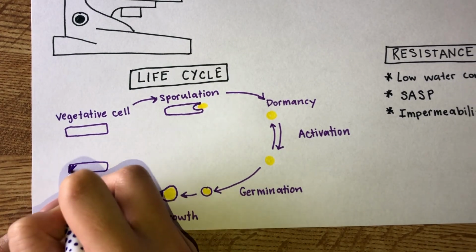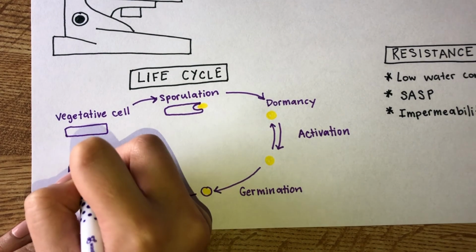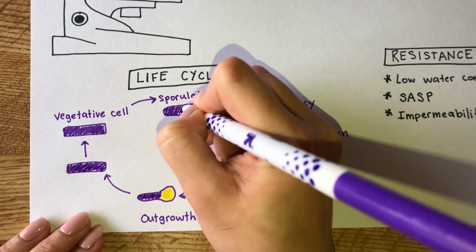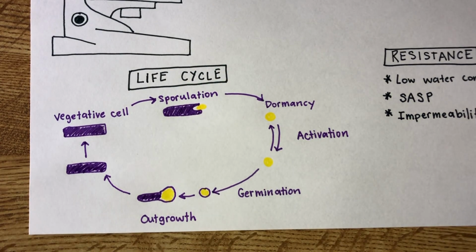The outgrowing spore will increase in volume and start to synthesize the membrane and cell wall components of its vegetative cell structure. Leading us back to the vegetative cell step, the cycle will continue if the vegetative cell is again exposed to environmental stress or in the absence of nutrients.